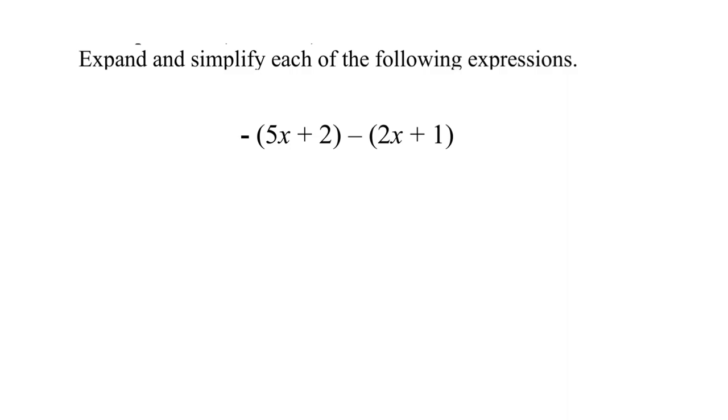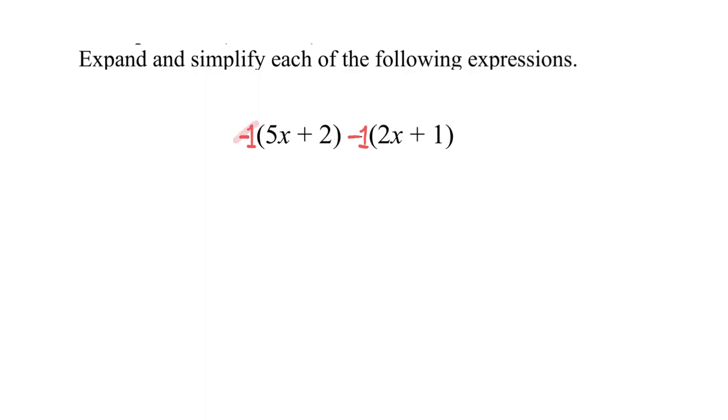Hello everyone, welcome to this video where we are required to expand and simplify each of the following expressions. So do take note, when there's no number in front, this simply means negative. There's how many groups of 5x plus 2? Exactly, so this is negative 1. And same goes for the bracket 2x plus 1, it also means negative 1.